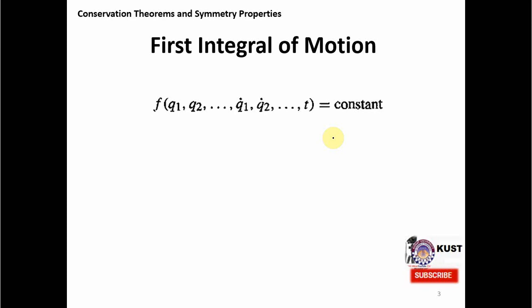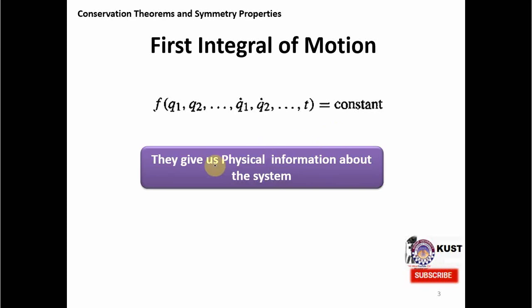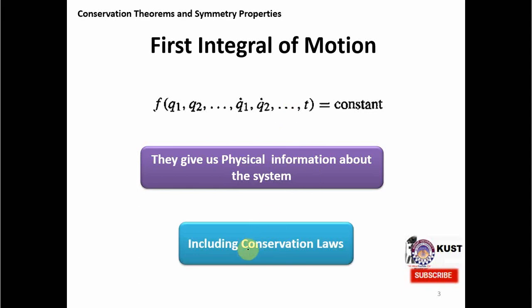And once we do this, the next thing is to get the physical information about the system, about which we know the first integral of motion. And this physical information includes the conservation laws. So again, the line of action is that we know the first integral of motion.